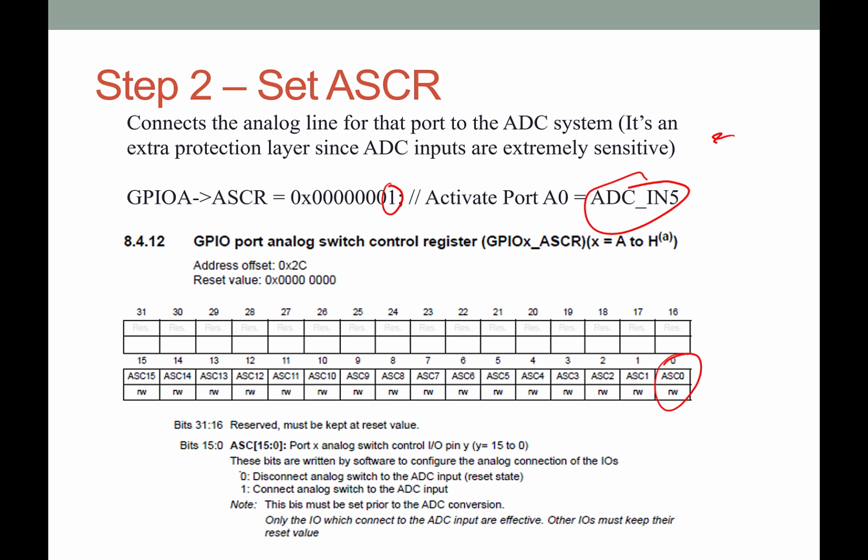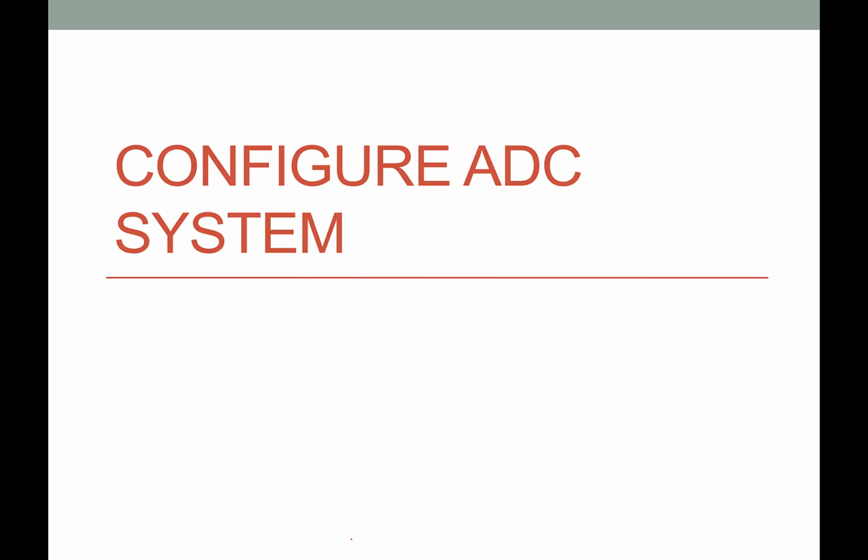And you can see what it says here is if there's a 0 there, it's going to disconnect the analog switch to the ADC input, which is what it would be by default. 1, it's going to connect the analog switch. So if you don't connect the switch, then the value that you have at that input is not going to get to the ADC converter. And notice it says only the I/O which connect to the ADC input are effective. Other I/Os must keep their reset value.